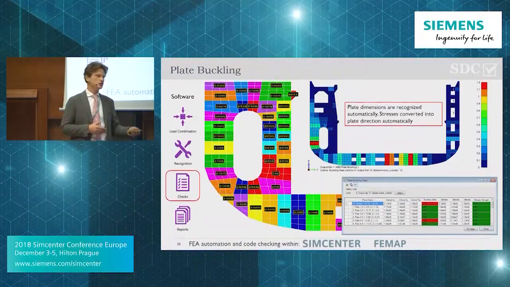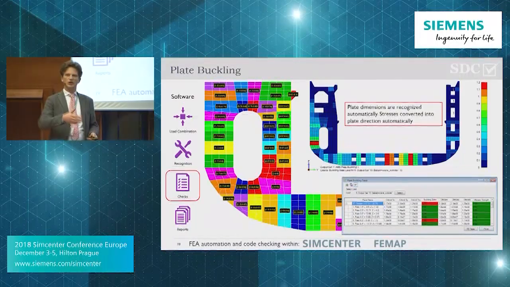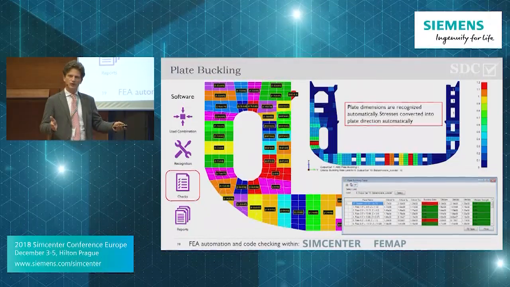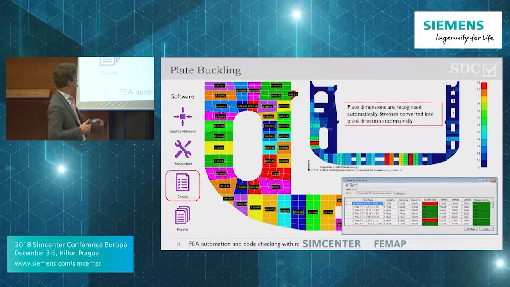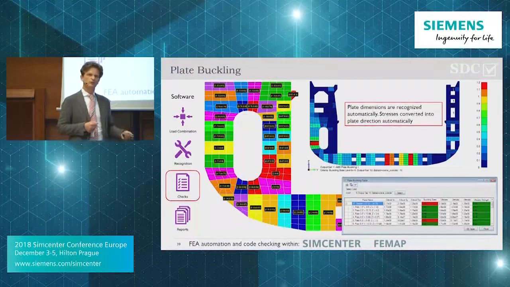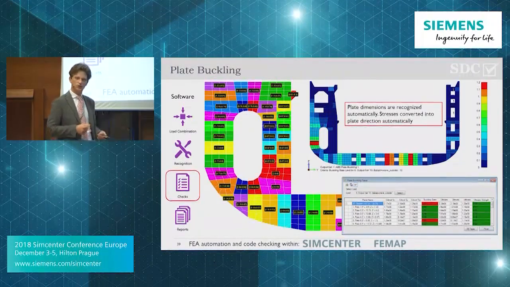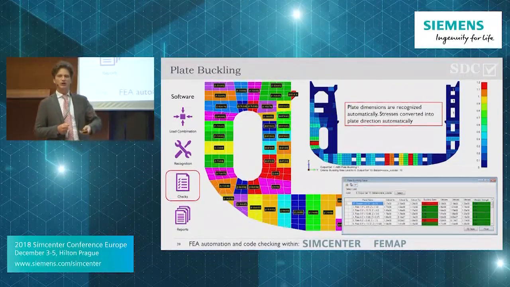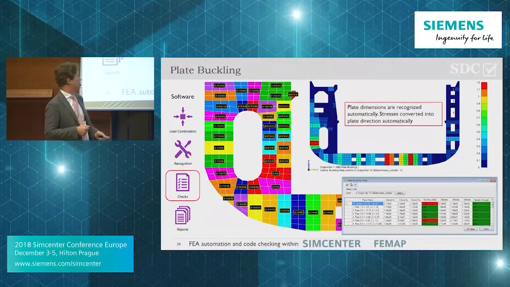So with SDC Verifier, we took the other side. Okay, you have a model, let's see if we can use that model to do the code checks on. So whether you have a fine mesh or a single element for a full plate, we recognize this, we update the stresses in the right direction, and then we can do the code checking on that.